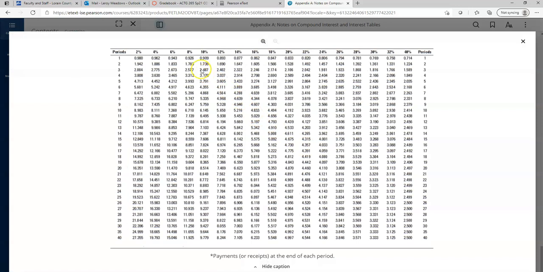So let me go ahead here, and we're going to look at 6% for 10 years. And when I do that, I come down here to 6%. I go down, and then I go down to 10 periods. I see where they intersect, and my annuity factor is 7.36. So I'm going to take my $15,000.